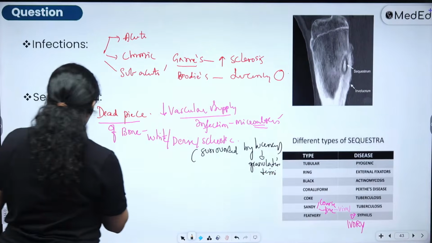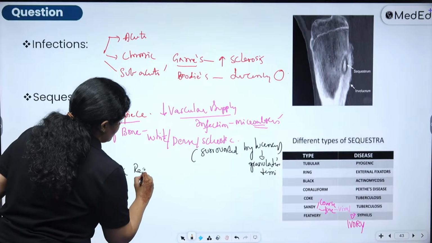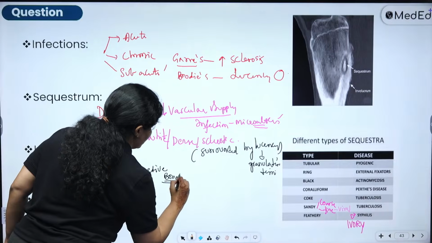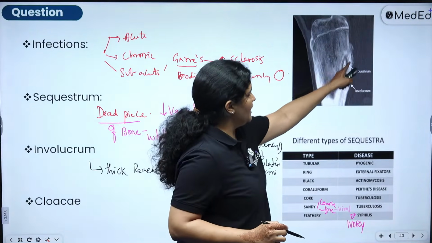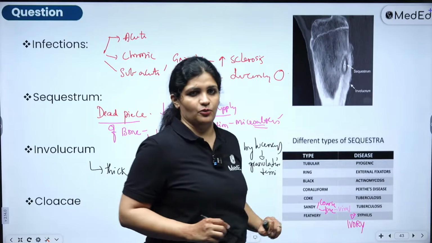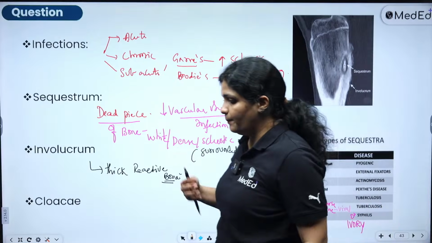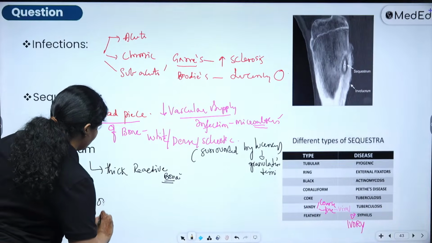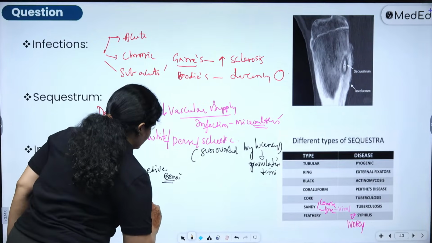And then you see a thick reactive bone. When you see a thick reactive bone, this is called your involucrum. So you can see sequestrum, lucency and thick bone which is called involucrum. These are the components of your chronic osteomyelitis. And what are the openings? The openings on the involucrum are called the cloacae. Okay, clear?